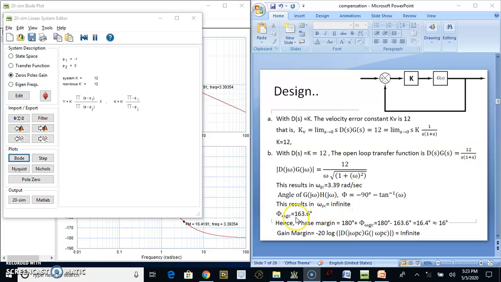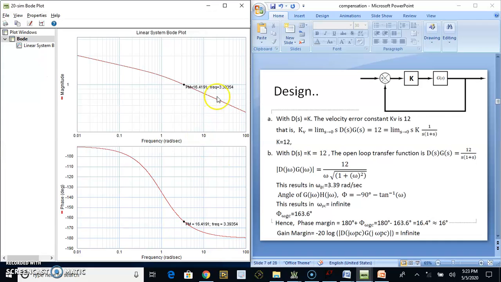So here we end up with omega GC as 3.39, which you can see here. This is the frequency corresponding to gain crossover, where the magnitude is 1. You can see it is 3.39 radian per second. And the corresponding phase margin is 16 degrees; you can see this is 16.41 degrees. So this is the 16.4 degrees we have theoretically, and this is using 20 sim. This way we can verify the theoretical values against the simulated values.